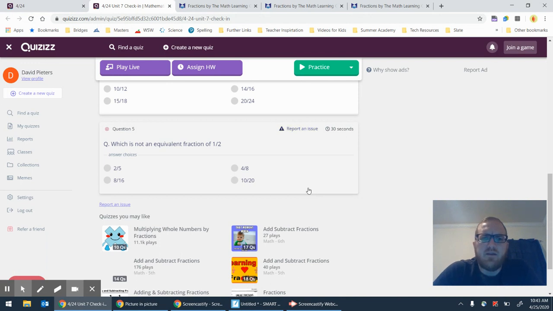And then question number 5, I'm not even going to show a whole lot of work on this one. But you want to pause and just double check which is not an equivalent fraction to 1/2. Now remember, whenever you're working with a half, the numerator has to be half of the denominator. 1 is half of 2. So we look at our fractions here. We have 2/5, 4/8, 8/16, and 10/20. There's only one of these where the numerator is not half of the denominator. 4 is half of 8, 8 is half of 16, and 10 is half of 20. So the only one that does not work would be 2/5.